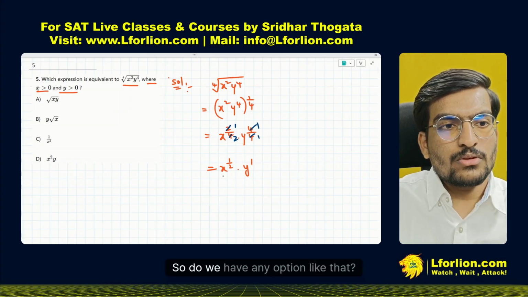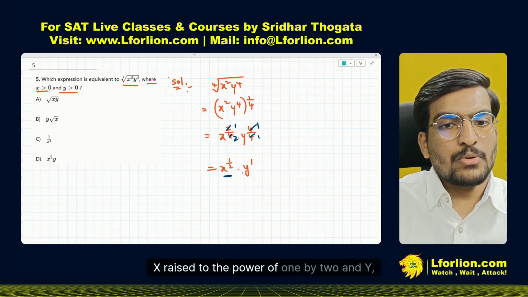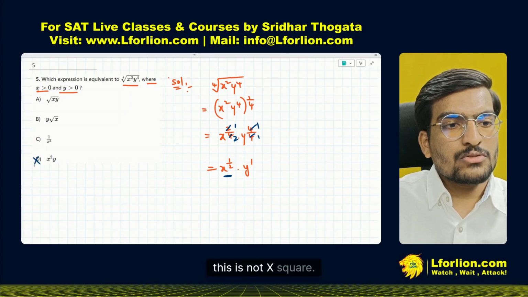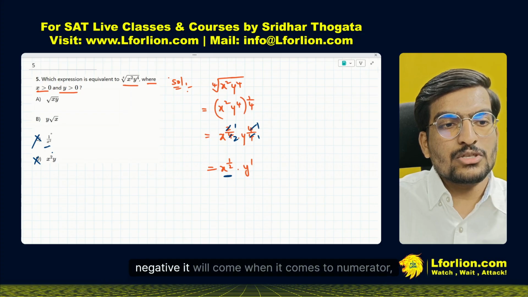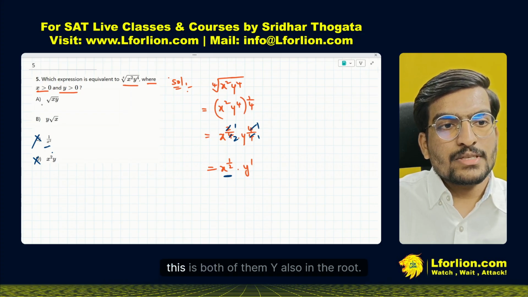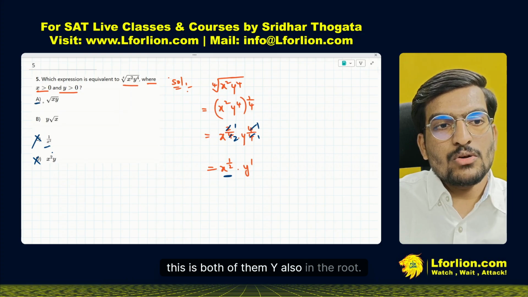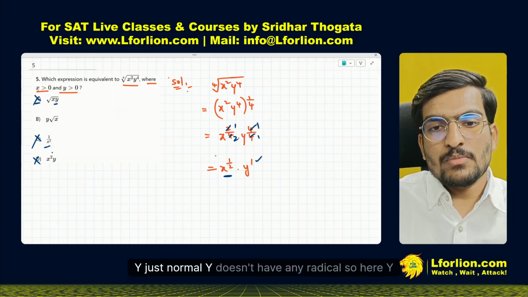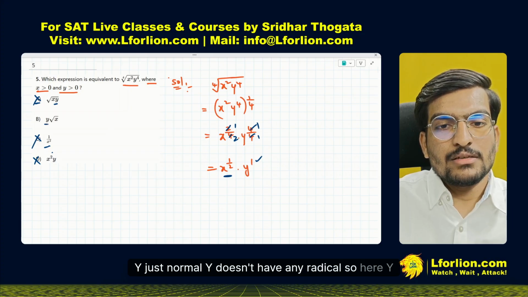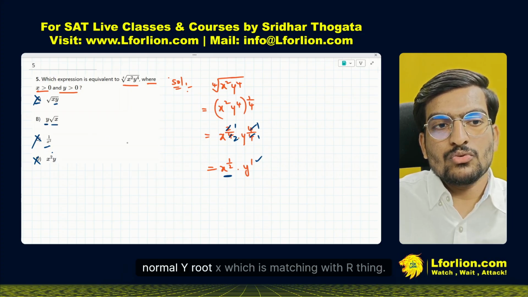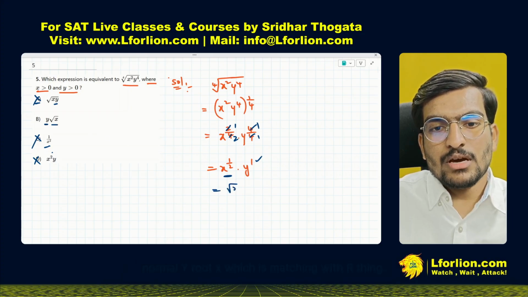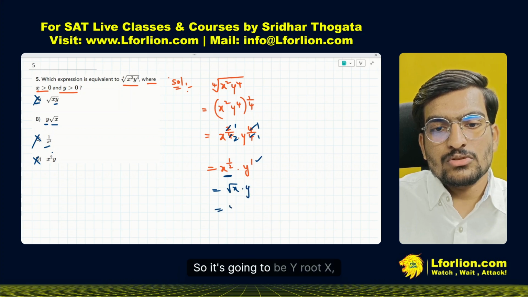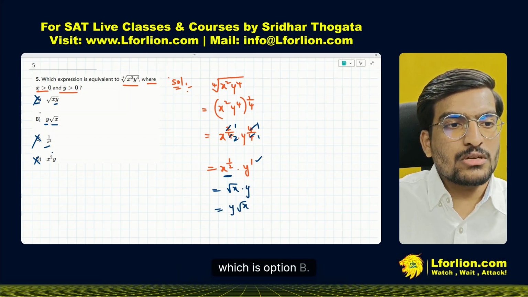So do we have any option like that? X raised to the power of 1 by 2 and y? This is not x square. X raised to the power of 1 by 2. This is not going to be that, because x power negative it will come when it comes to numerator. This is both of them y also in the root. So no. Y just normal y, doesn't have any radical. So here y normal y root x, which is matching with our thing. This can be turned into root. So it's going to be y root x, which is option B.